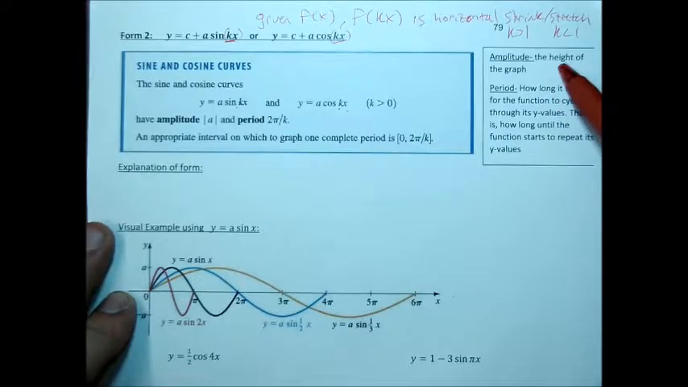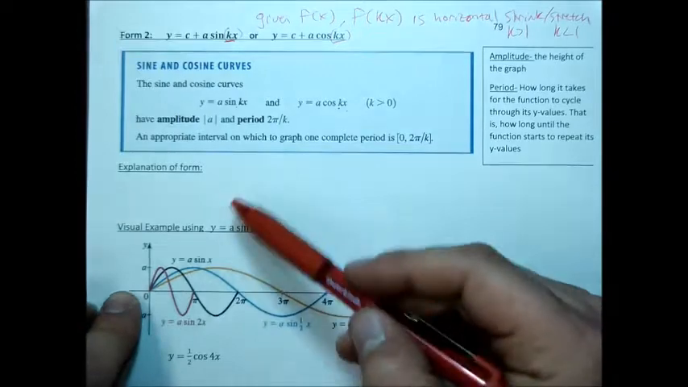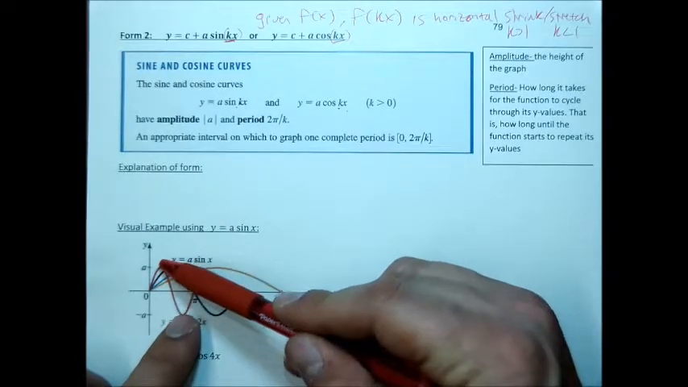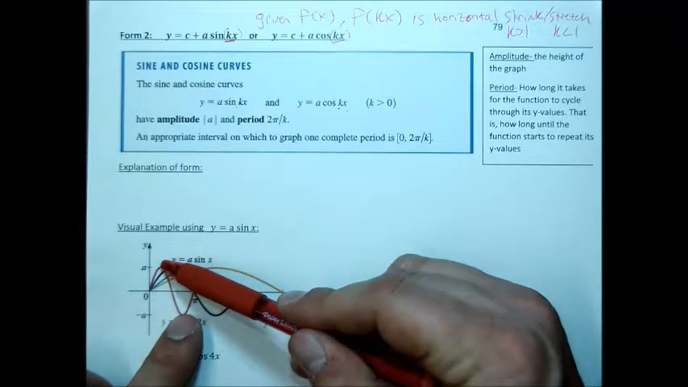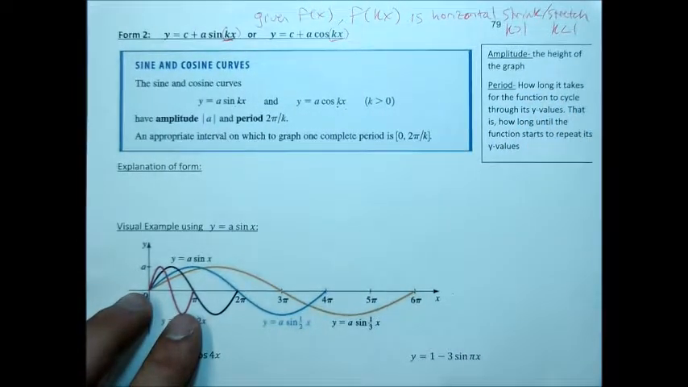The height of the graph we call the amplitude. That's how high it is. So the amplitude of this graph we can see here is what's between my two fingers. It's how high the graph is. The period, we already said, is how long it takes the function to repeat itself.